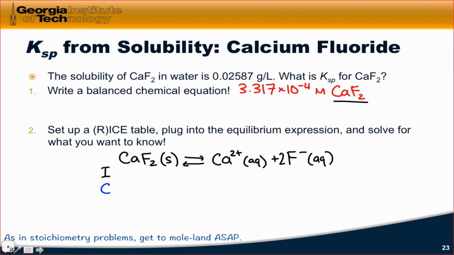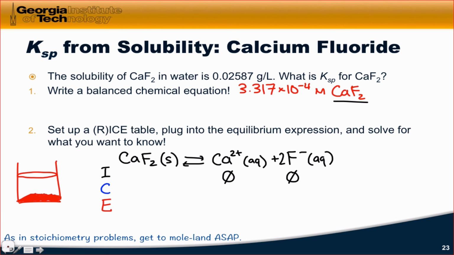Initial, change, and equilibrium lines. It might seem a little bit unclear, given the way this problem is set up, what we should put on the initial line. Here's the way to think about this. Let's imagine that we had a beaker of, say, a liter of water, and we had enough calcium fluoride that we knew we were above the molar solubility. So we had more than 3.317 times 10 to the negative 4 moles of calcium fluoride in the bottom of this beaker. But somehow, maybe by putting a thin partition or something between the solid and the liquid, we were able to keep the solid and the liquid separate in the initial state, such that the initial state contained 0 dissolved Ca2 plus and 0 dissolved F minus.